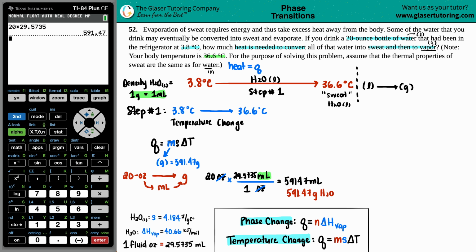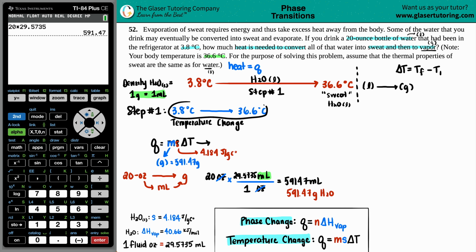The S value is the specific heat of the water, right? We're in a liquid phase, and the liquid specific heat is 4.184 joules per gram times Celsius. And now delta T is like a formula in itself. I'll put it up here. Delta T equals your final temperature minus your initial temperature.